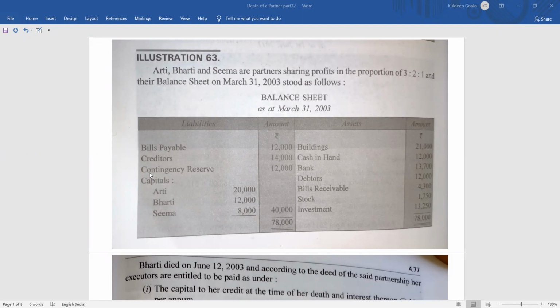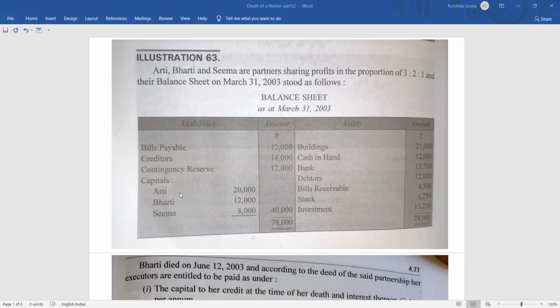So what is there? Aarti, Bharti and Seema are partners sharing profits and losses in the ratio of 3:2:1, and their balance sheet on 31st of March 2003 was as follows. The liability side had bills payable, creditors, contingency reserve. The meaning of contingency reserve is that for any unforeseen event, this particular reserve has been kept. There is a chance of it arising, and also a chance that it may not arise. The probability is going either way.